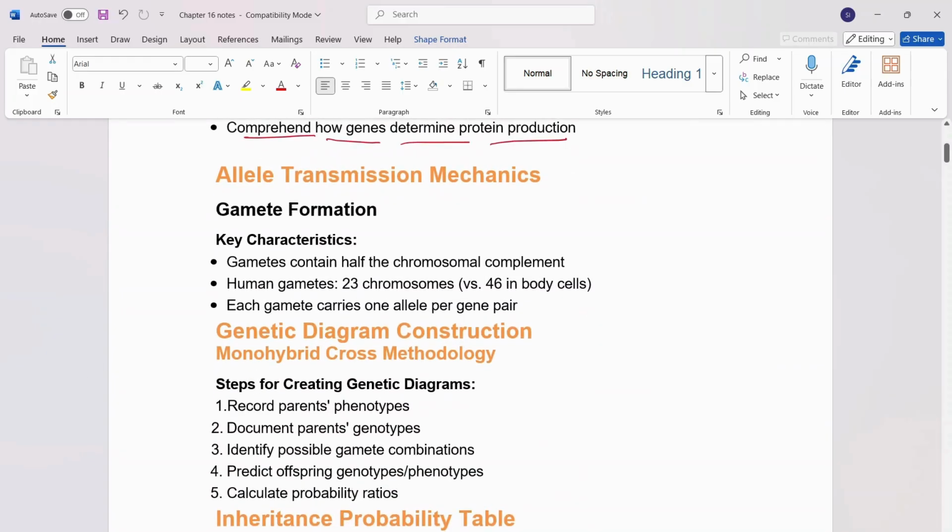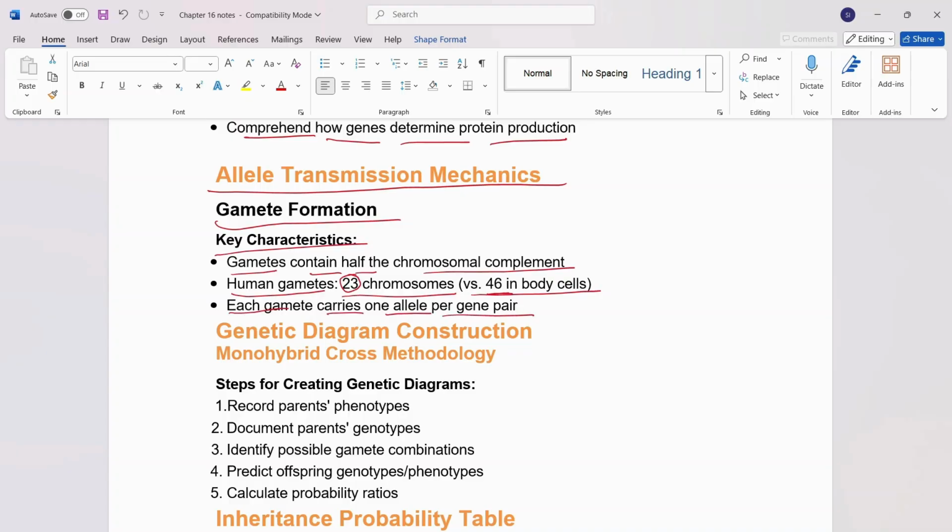We will start with the allele transmission mechanics. So, gamete formation, key characteristics: gametes contain half the chromosomal complement. Human gametes have 23 chromosomes versus 46 in the body cells. So, these are 23 pairs of chromosomes. Individually, if you count them, it will be 46. Each gamete carries one allele per gene pair.